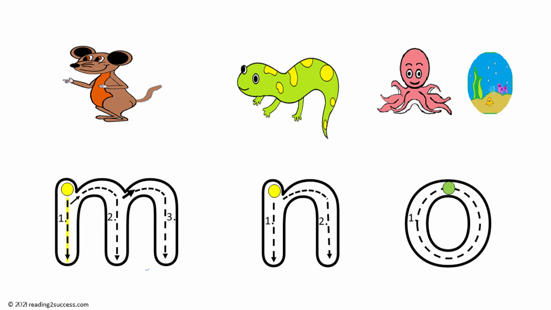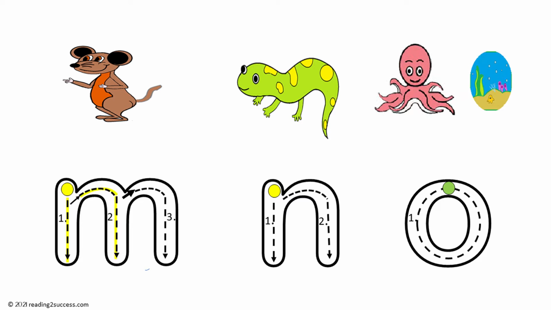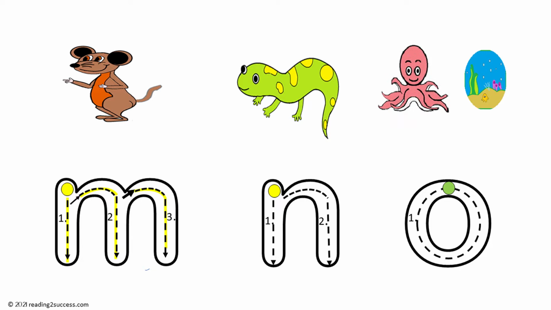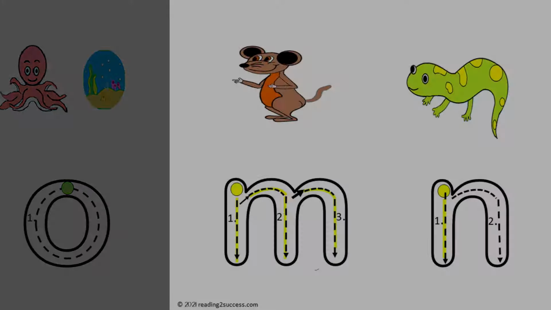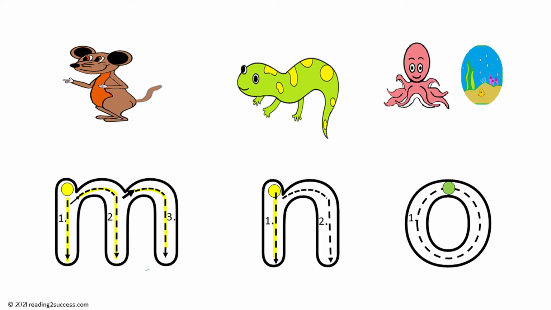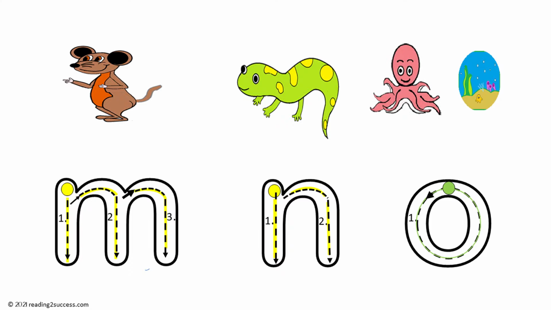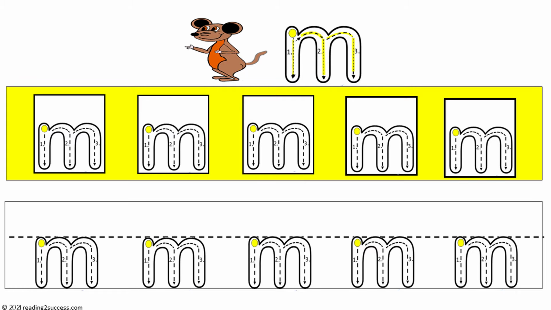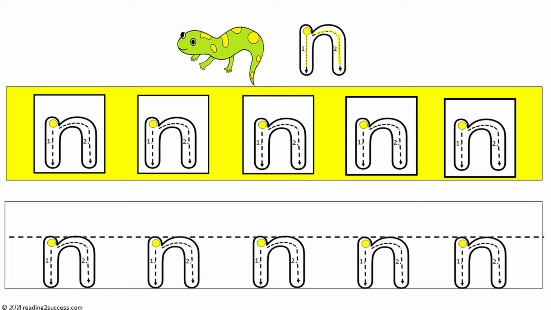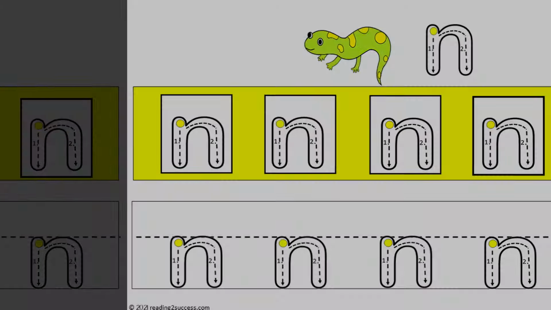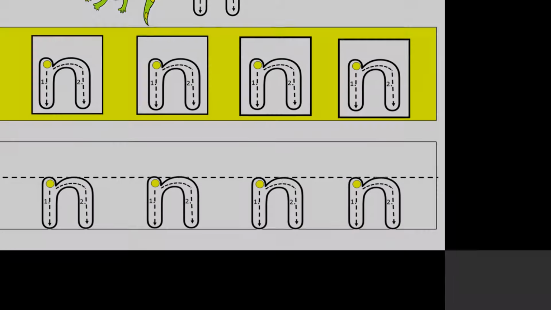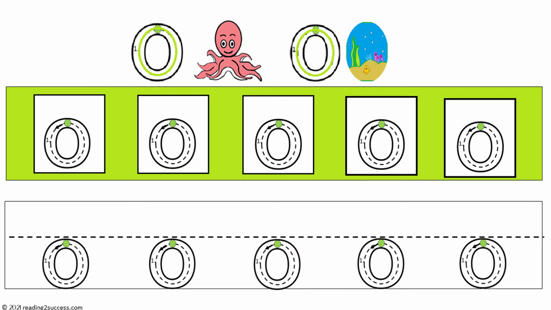The letter M has three parts, part 1, part 2, and part 3. N has two parts, part 1 and part 2. And O has one part. Now have kids complete the practice pages for the letters M and N and O.